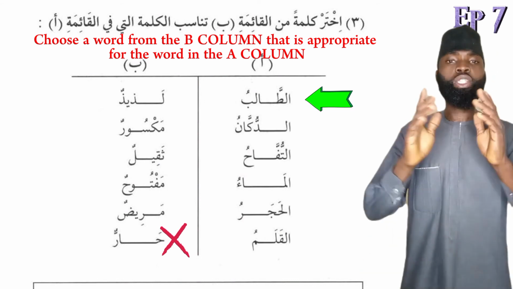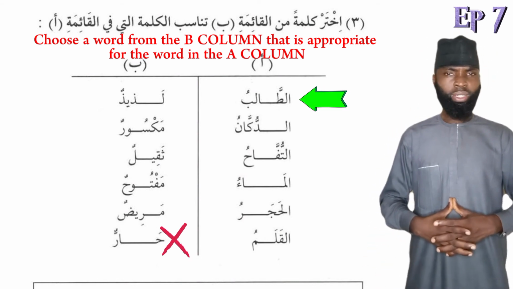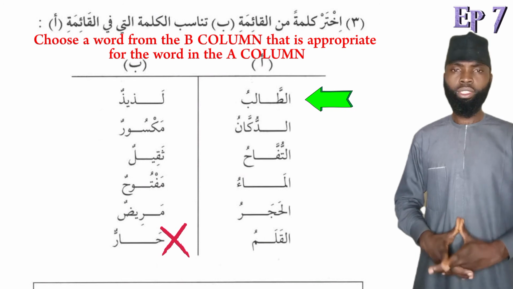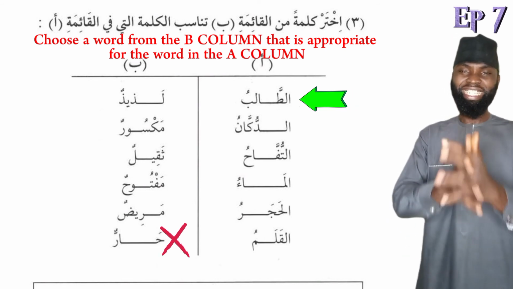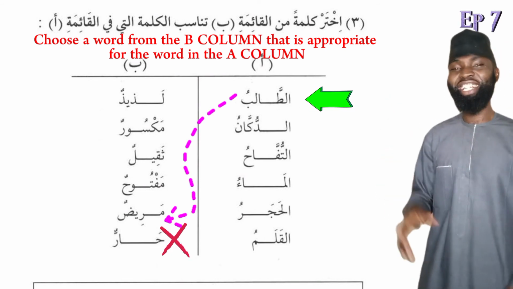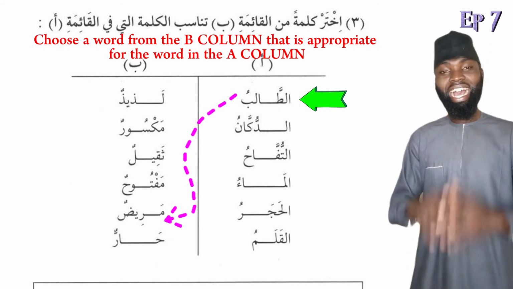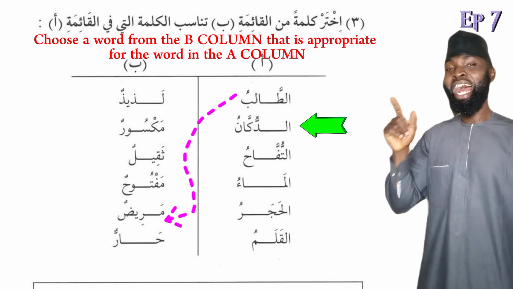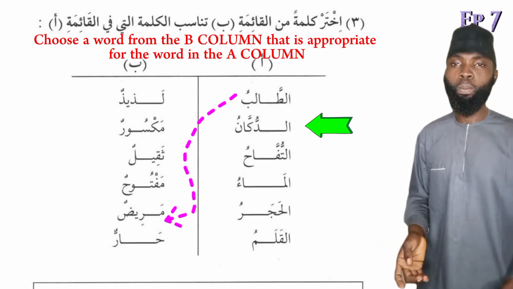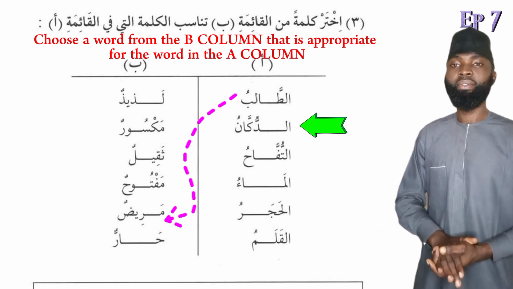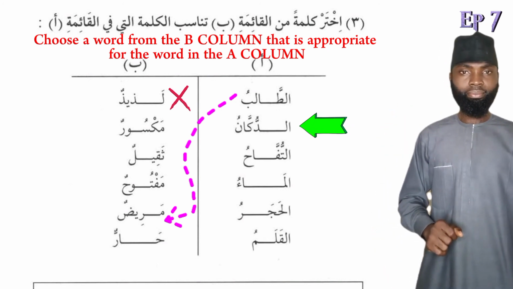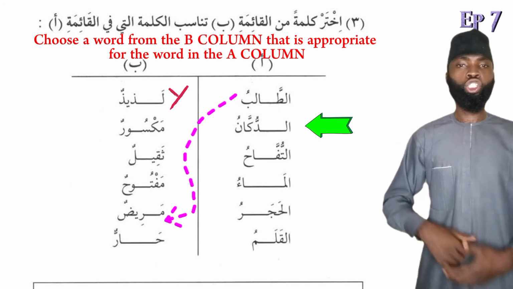At-talibu harrun. The student is hot. How do we say student is hot? Did you cook him? You do not cook a student, how can he be hot? So let's say at-talibu maridun. The student is sick. And the second word, ad-dukanu, the shop. What happened to the shop? Okay, let's say the shop is ladhidun. Ad-dukanu ladhidun. The shop is delicious.